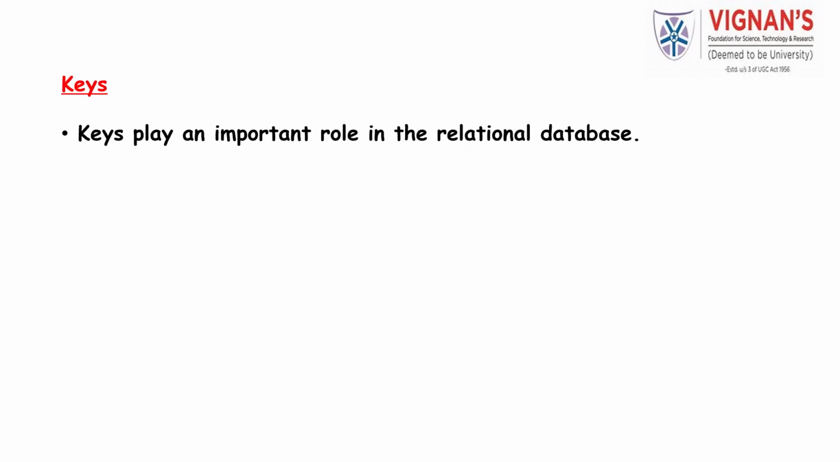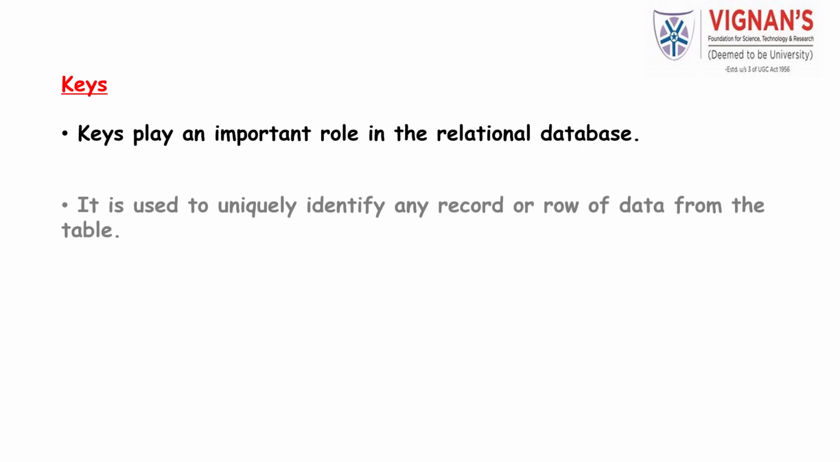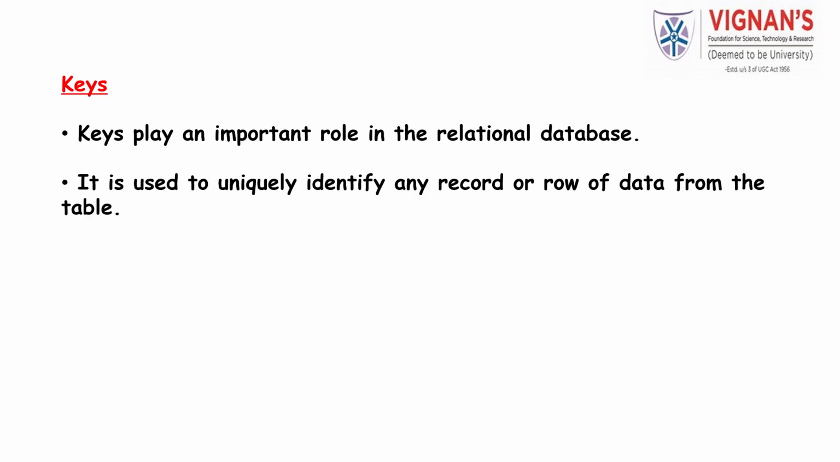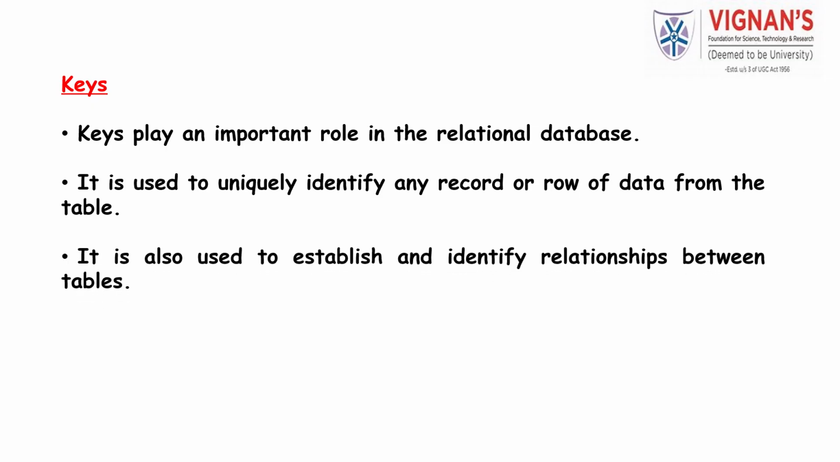Keys play a very important role in a relational database. A key is an attribute or a group of attributes that is used to uniquely identify each record or row in a table. This helps to avoid duplicate data and ensures that every record can be accessed easily and accurately. In addition, keys are also used to maintain data integrity and consistency in the database.